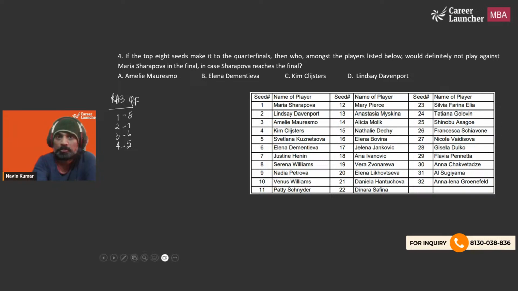So this is what they're talking about. Now they're asking, who amongst the players listed below, as in from the four options, would definitely not play against Maria Sharapova? So Maria Sharapova is our seed number one. So whom is she not going to play in the finals in case Sharapova reaches the final? From here, if you look at round number 4, which is going to be semi-final, so one will play against 4 or 5, and one among 2 or 7 is going to play against 3 or 6.